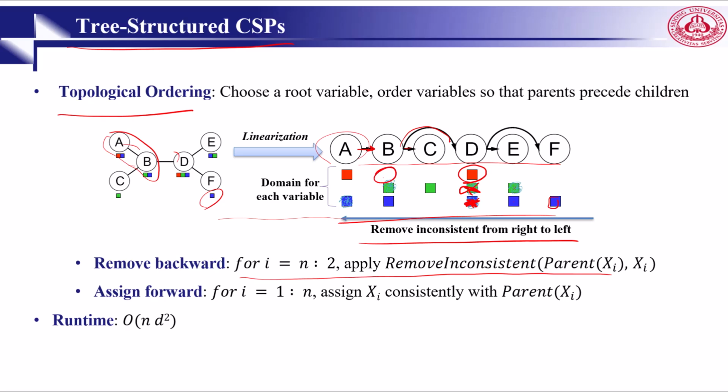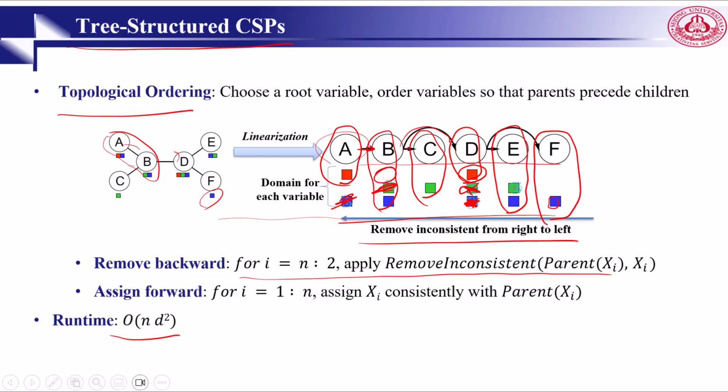Then when we come to C, we can have green, and green is removed from B, right? And then blue is in B, and blue is removed from A. So we do our consistency from right to left between each parent and its children. Then we apply forward value assigning, right? So red for A, blue for B, green for C, red for D, blue for E, and blue for F. In this case, the runtime is O(n d squared).